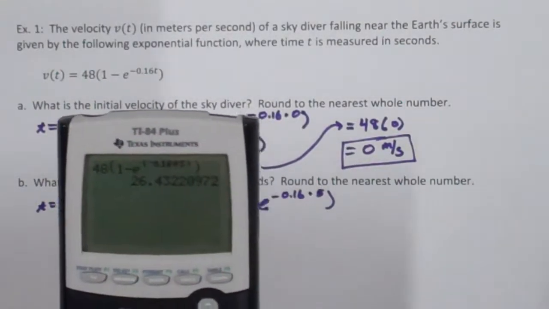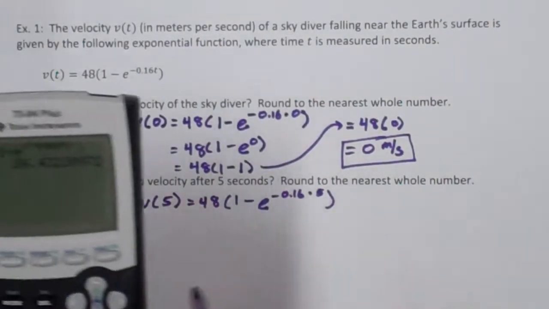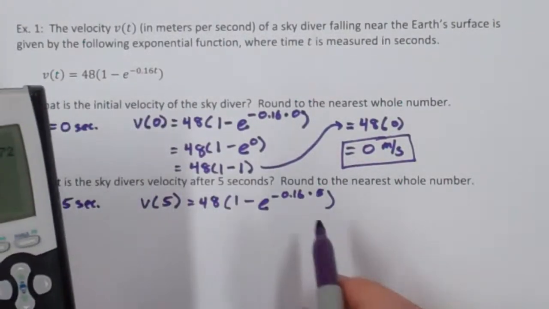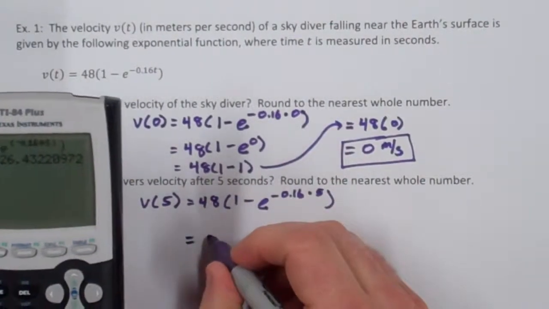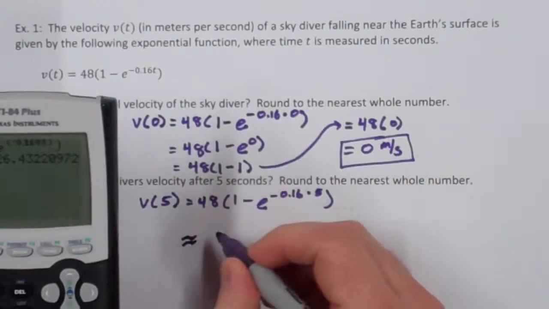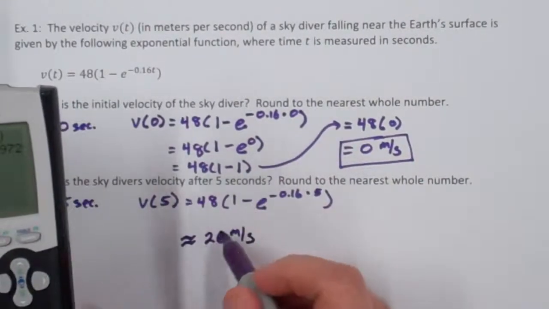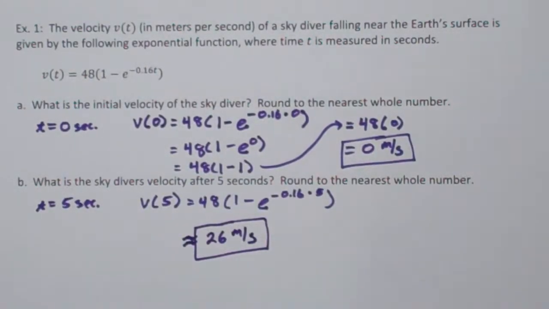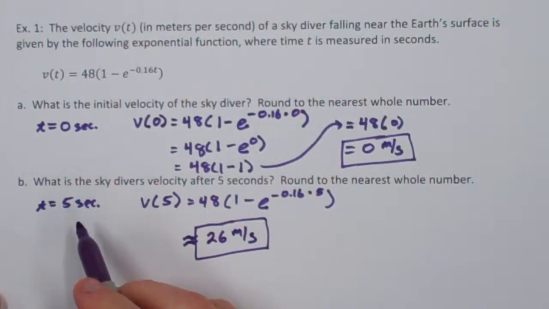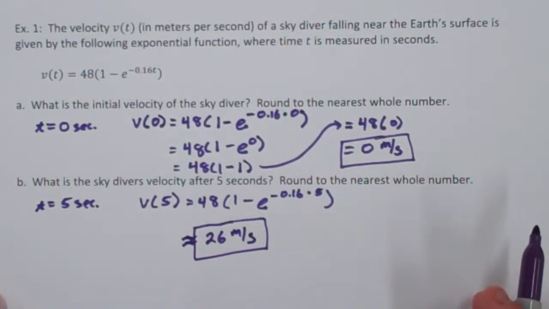So you can see that if we enter this in correctly, we have 26.43, and then the decimal keeps on going, and this is round to the nearest whole number. So this is going to be just about, and we could use approximate symbol if we wanted to, 26 meters per second. Is that reasonable? Well, it kind of is reasonable. I mean, 26 meters per second is a believable speed after you've been falling, well, through the sky after 5 seconds. That would seem pretty reasonable to me.